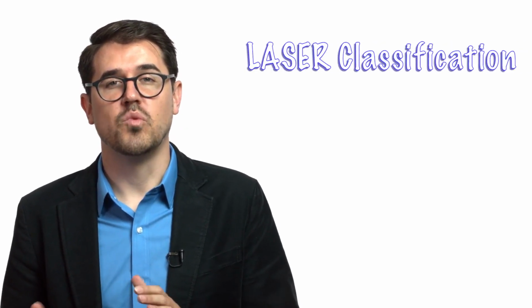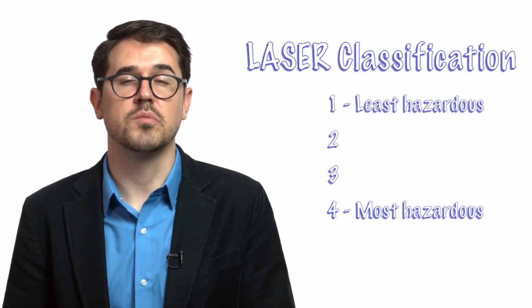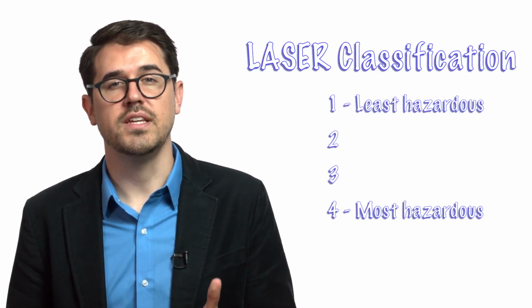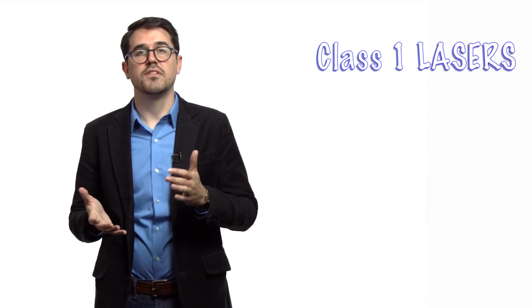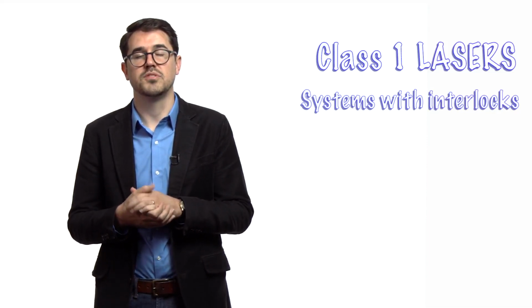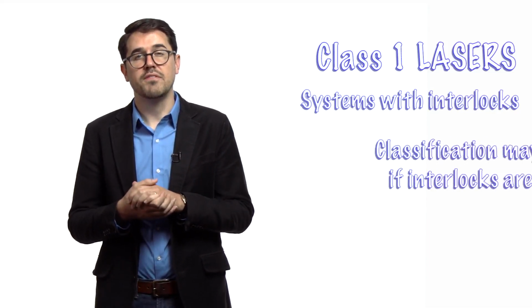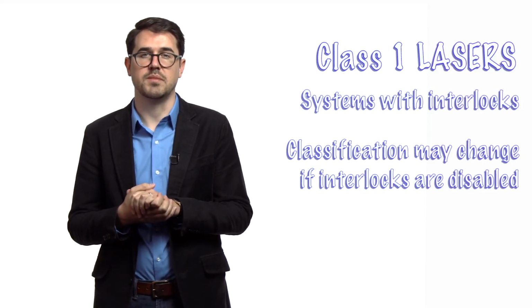Lasers are classified from 1 to 4 according to the level of radiation that you're exposed to during normal operation, 1 being the least hazardous and 4 being the most hazardous. Class 1 normally refers to a system with interlocks that does not allow the user access to the beam during normal operation. However, during maintenance, classification may change if the interlocks are disabled.